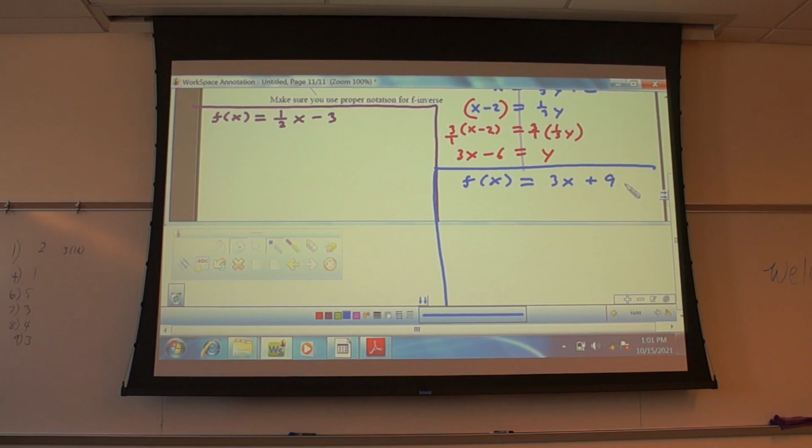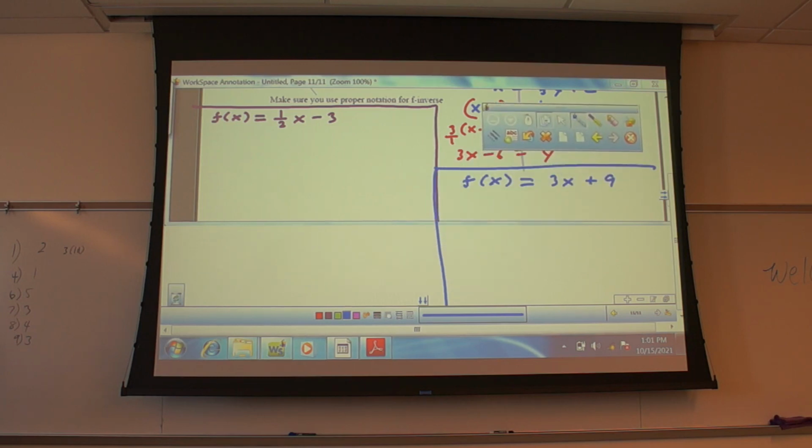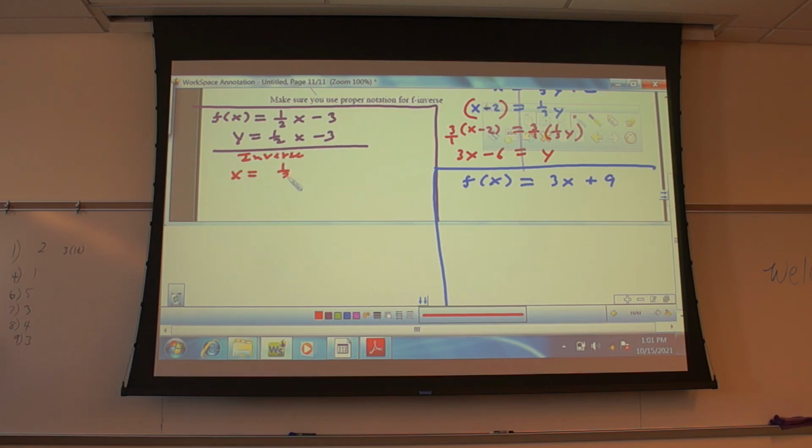Go ahead and take a look at these two. Have you guys had a chance to do both of them? Okay, let's do the first one, then I'll give you guys a second to work on the other one. So this one here, again, I'm going to write it as y equals 1/2 x minus 3. And then now I'm going to change it. It's different because this is the inverse. The inverse, the x and y swap places. So x equals 1/2 y minus 3.